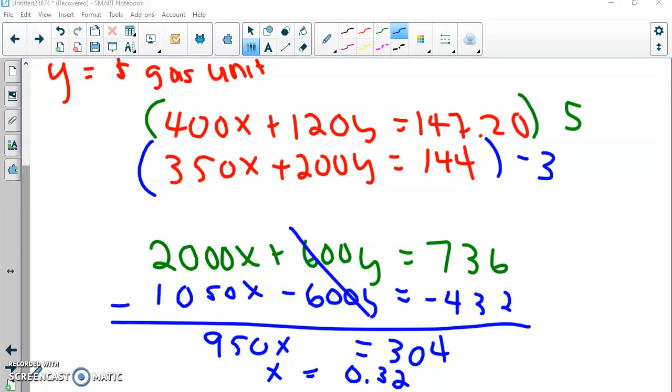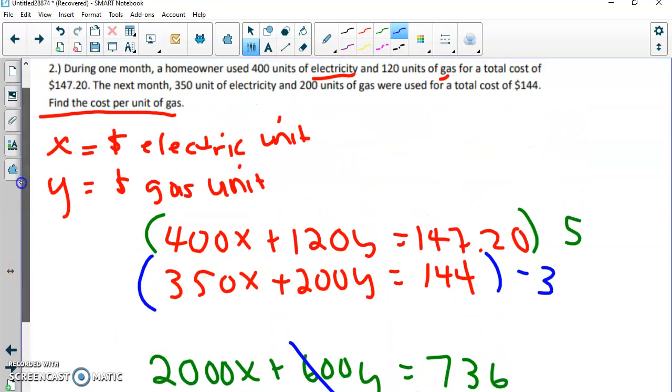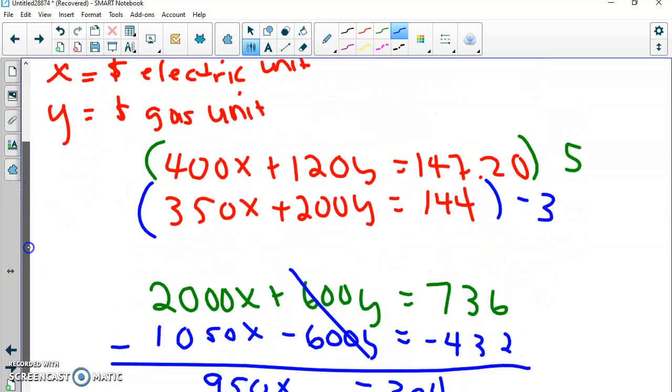All right, I chose to eliminate Y, so I found the least common multiple of 120 and 200, which was 600. I multiplied the top equation by 5 and the bottom equation by a -3. I showed in colors there, so the top equation's in green, multiplied by 5. Bottom equation's -3. And I got the cost of X, which I think was electric, is 32 cents per unit. And what did they ask for? Did they ask for electric or gas? Oh, they asked for gas.